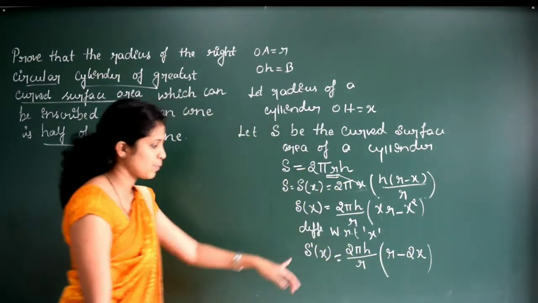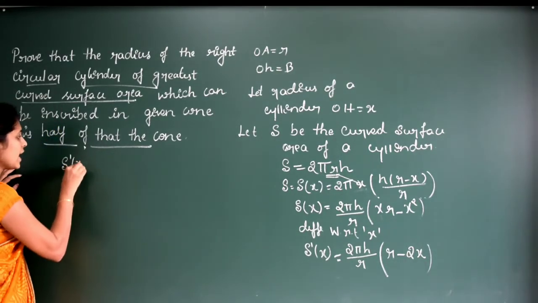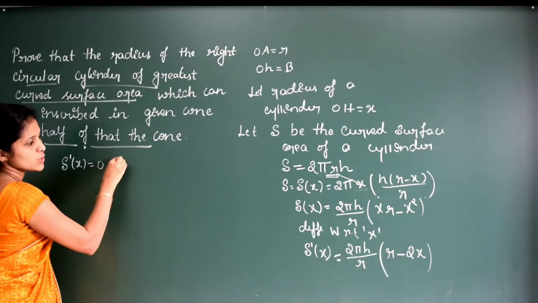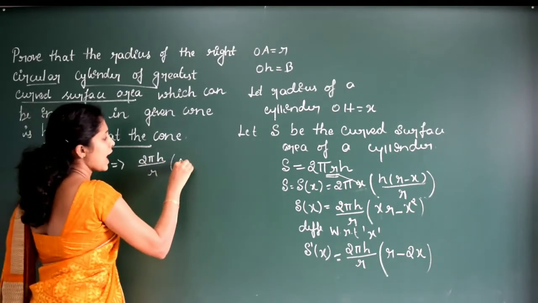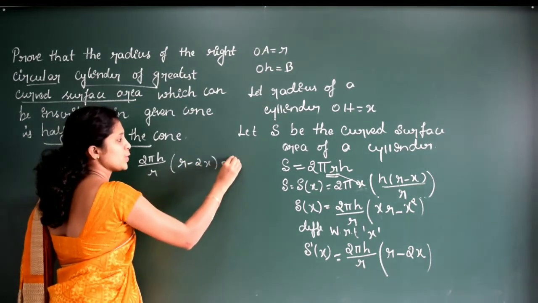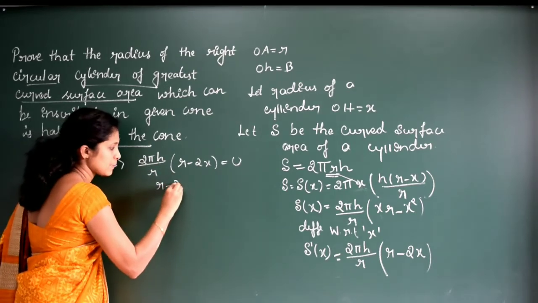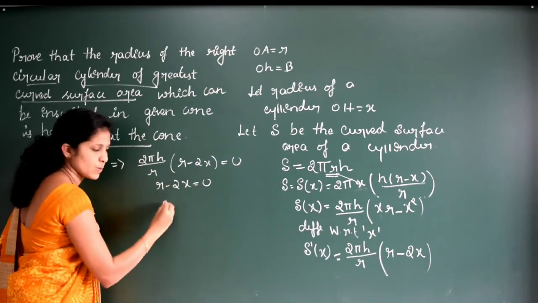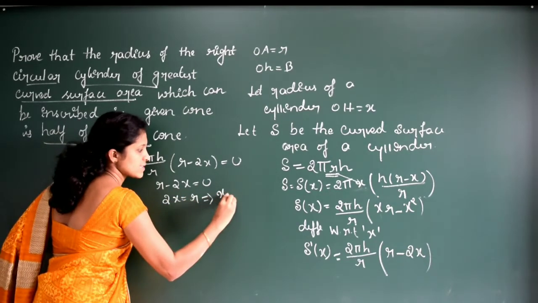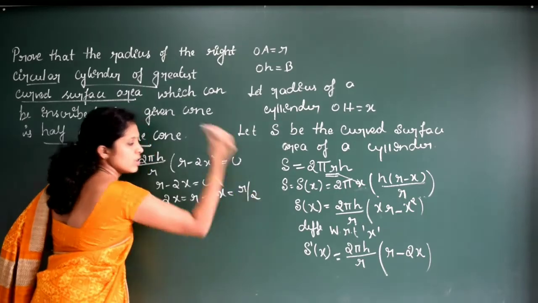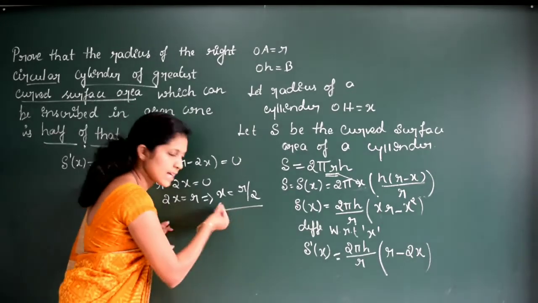Now to find the critical point, we'll equate this one to 0. So here I write S dash of X is equal to 0. So I can write 2 pi H divided by R into R minus 2X will be equal to 0. By equating this to 0, because this is a constant, we can write R minus 2X is equal to 0. So by this we can write 2X is equal to R and the value of X is equal to R by 2. Is it clear? We got X as R by 2.